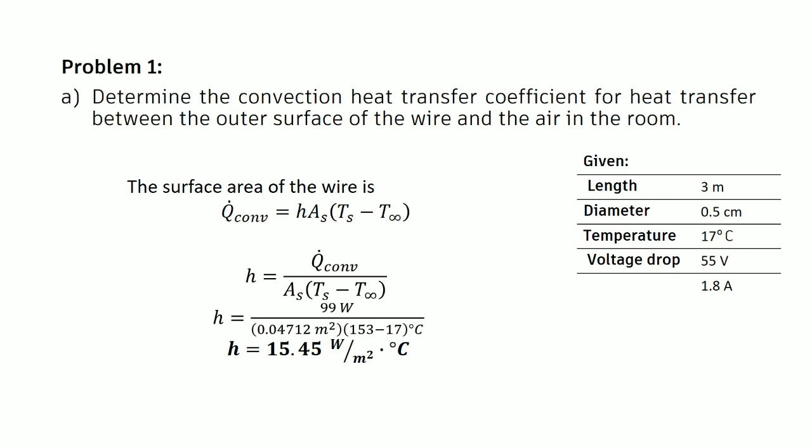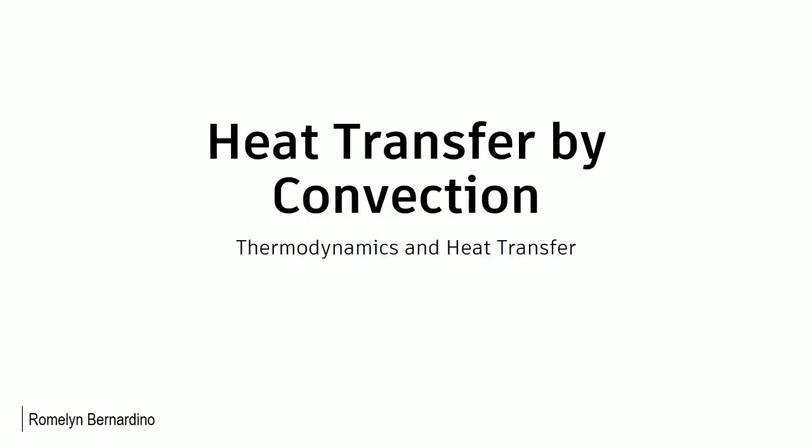Note that the simple setup described above can be used to determine the average heat transfer coefficients from a variety of surfaces in air. Also, heat transfer by radiation can be eliminated by keeping the surrounding surfaces at the temperature of the wire. So that's it for our heat transfer part 2 problem under convection.